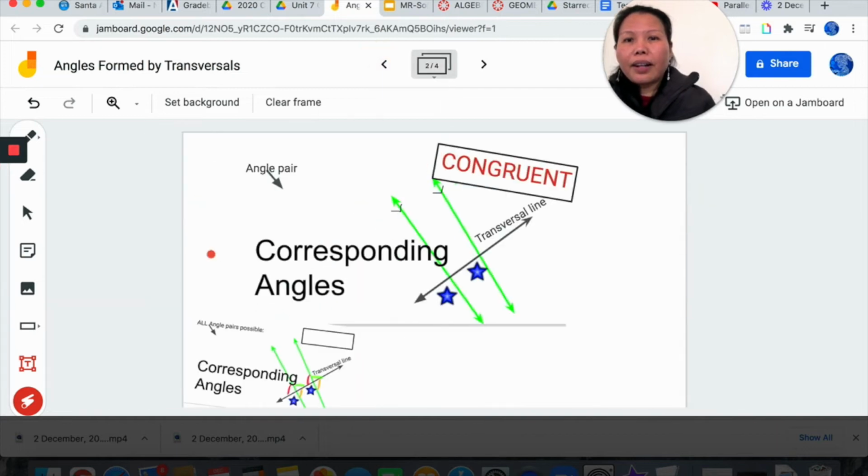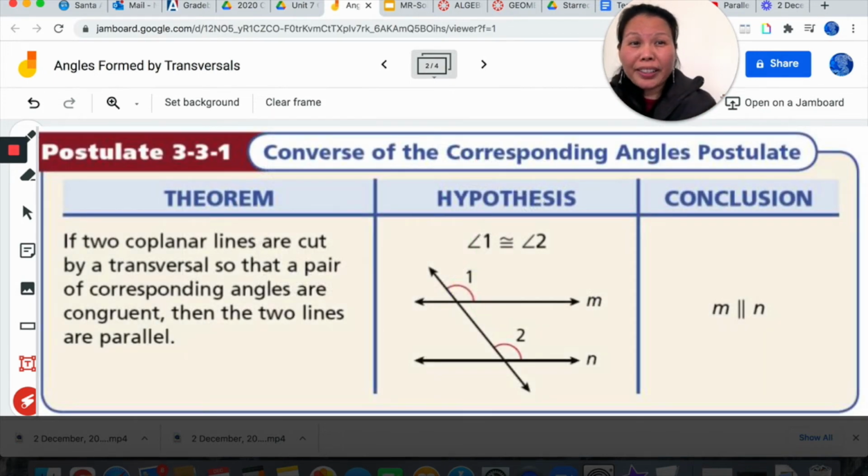The next one, corresponding angles. The angles are congruent, again, only if we have parallel lines. Or vice versa, when we have parallel lines, the angles are congruent. Okay, saying back and forth. I hope I did not confuse you.